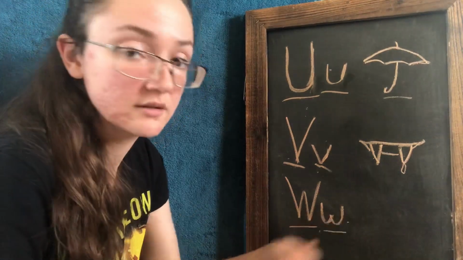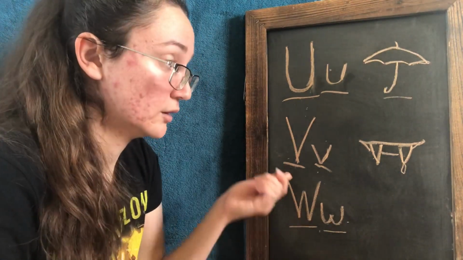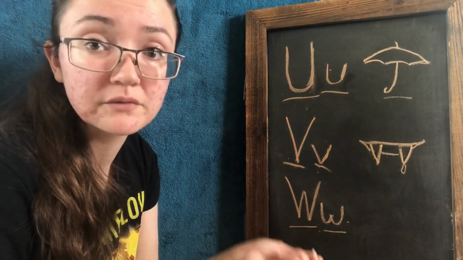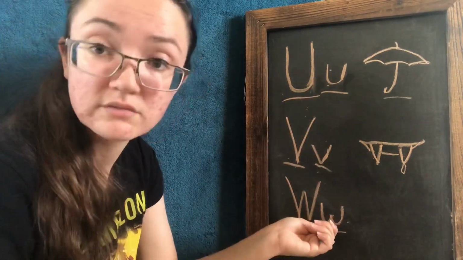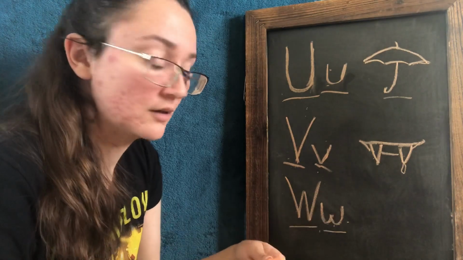Uppercase, lowercase, W. Okay, this is U, this is W. It's called W because it's two of these making this. Okay, yeah. W.